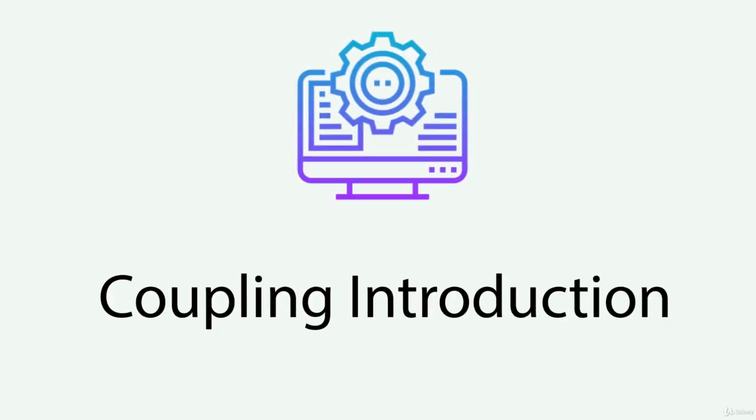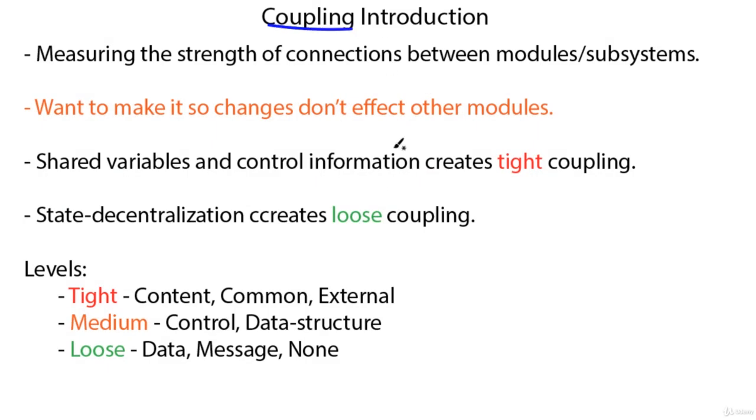In the last lecture, we introduced this idea of coupling. With coupling, what we're talking about is the strength of connections between modules and subsystems. Now, with the term strength, we have this idea of a positive connotation. However, with coupling, we don't want this strength. We want a weakness between modules. We don't want modules and subsystems to be tightly coupled together.